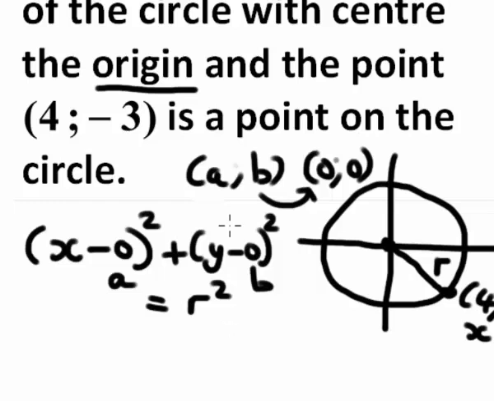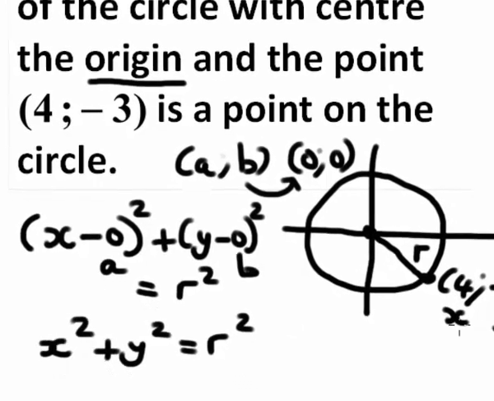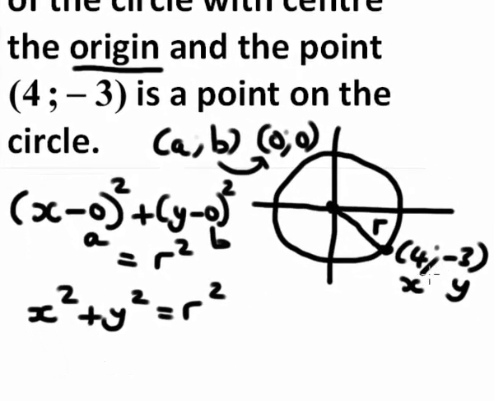Okay, and what we can then say is that x squared plus y squared is equal to r squared, but we need the radius. But you've got a point on the circle, so we can sub in this point (4, negative 3) in here. So what is the radius squared?